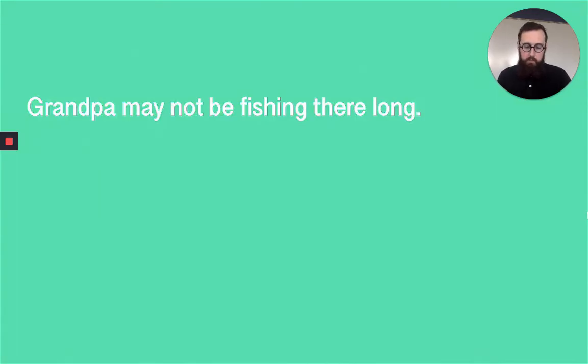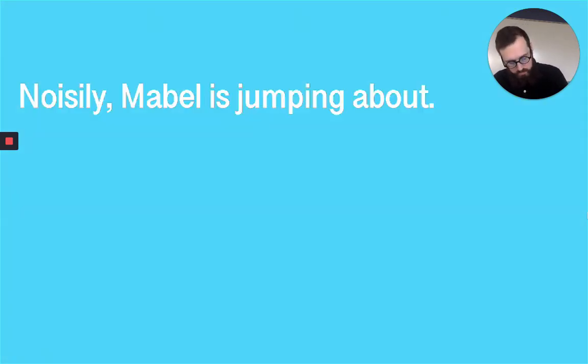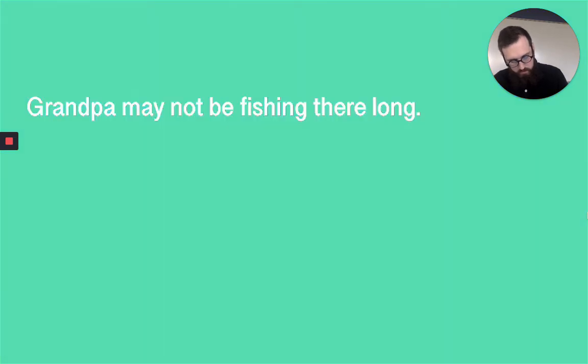First sentence, Grandpa may not be fishing there long. This is a sentence because it expresses a complete thought, and it's a declarative sentence because it states something. In this sentence, it is about Grandpa. So I am going to underline Grandpa, single underline, and I'm going to put a capital S to show that it is my subject.